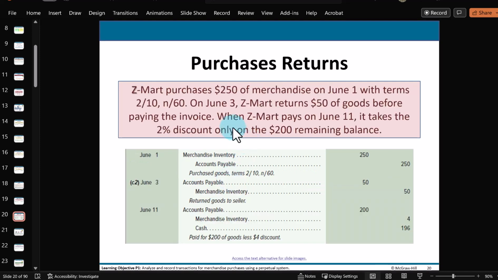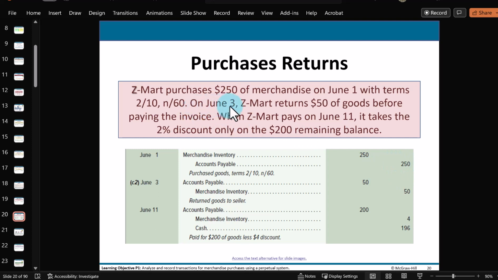So let's say that this time, $250 of that merchandise. Okay, we're buying merchandise of $250, yeah, with credit terms of 2, 10, net 30. So here on June 1st, you can see the recording of the purchase. Debit merchandise inventory asset increase, okay, with a debit. Credit accounts payable liability increase with a credit.